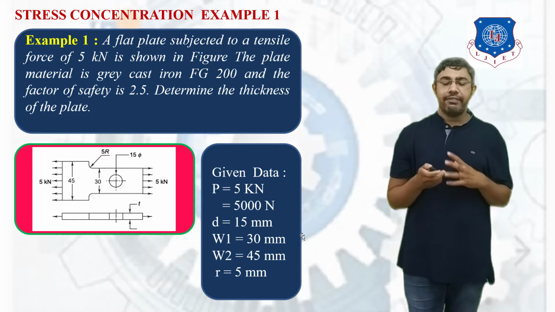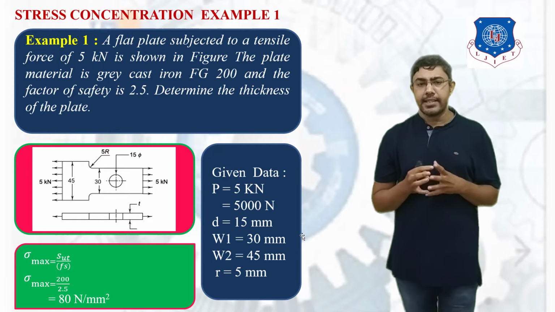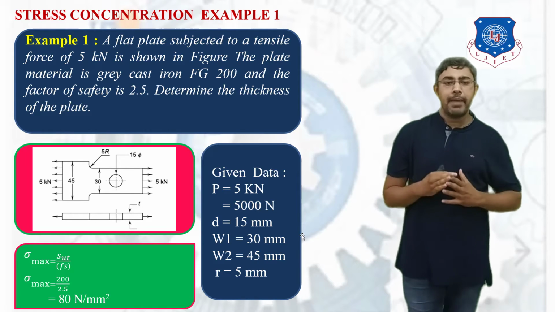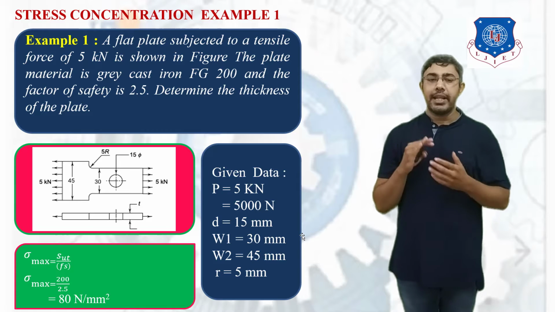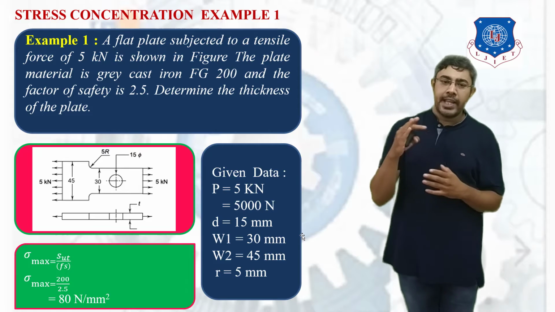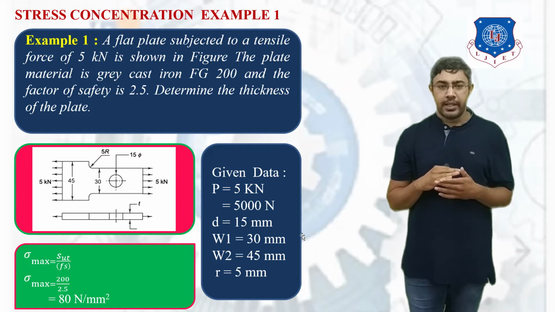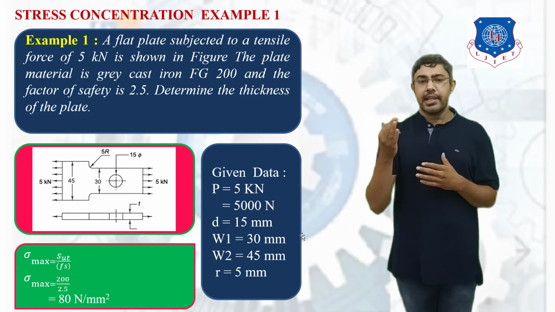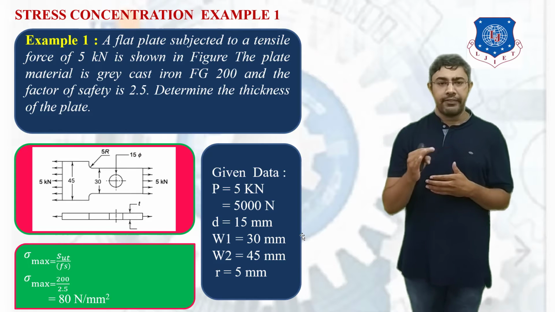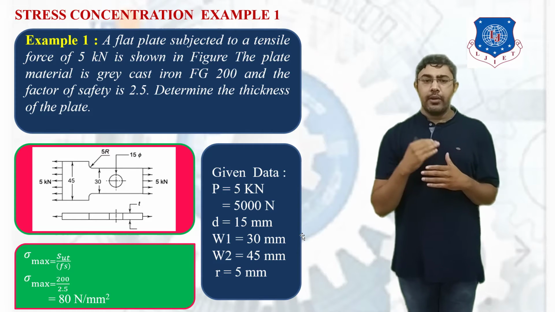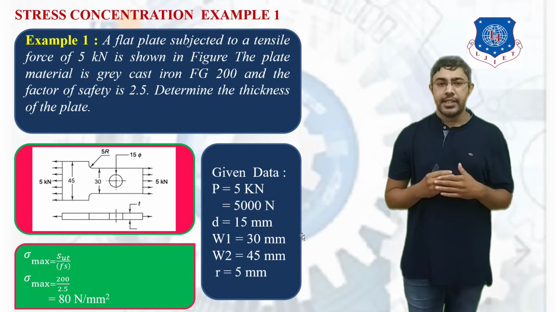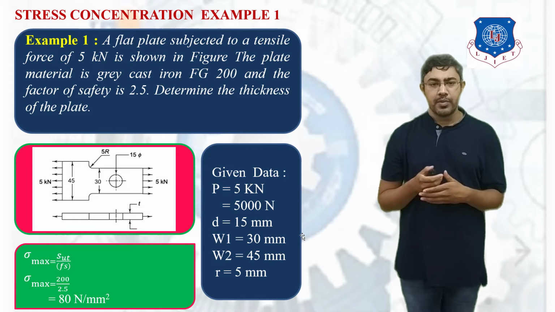For that, we first calculate the permissible stress limit. The permissible stress sigma max is equal to SUT divided by factor of safety. SUT is 200 N/mm² and the factor of safety is 2.5. By putting in these values, we get sigma max equal to 80 N/mm².